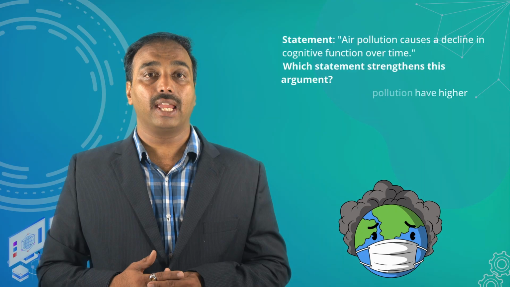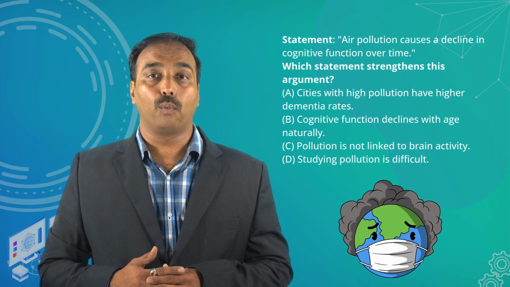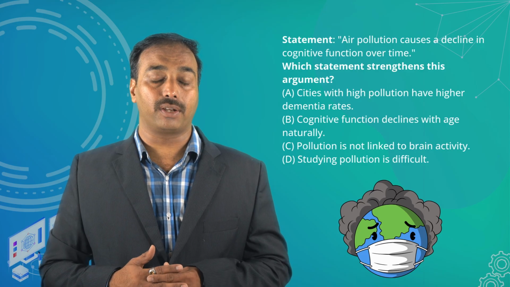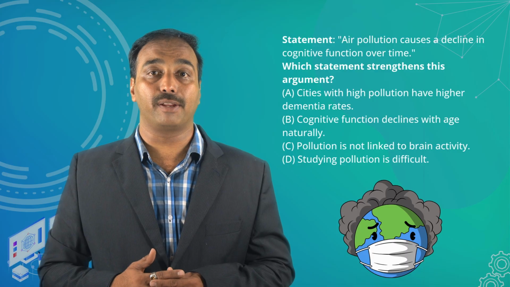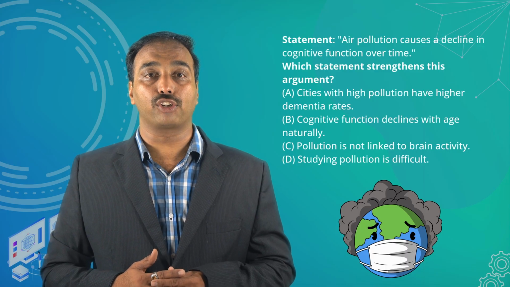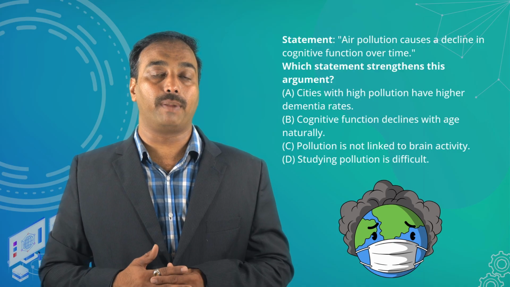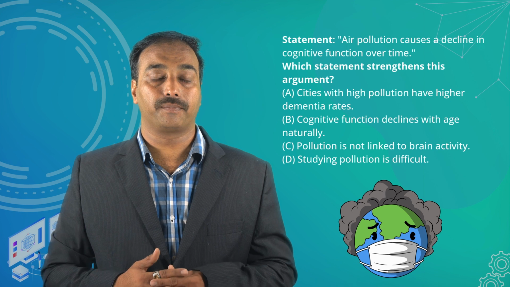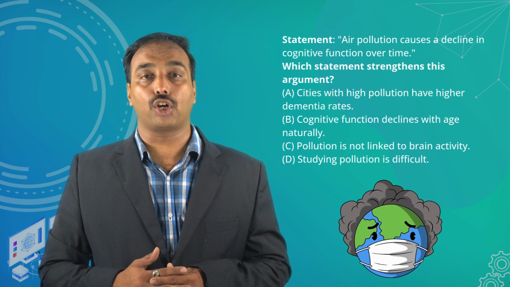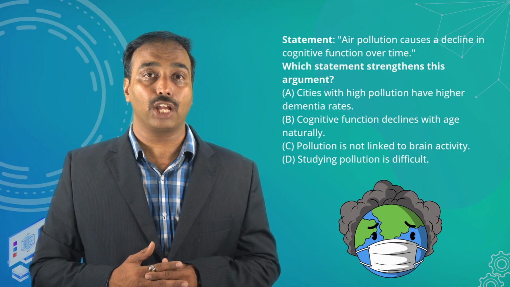The next statement is, air pollution causes a decline in cognitive function over time. Which statement strengthens this argument? Options are, A, cities with high pollution have higher dementia rates. B, cognitive function declines with age naturally. C, pollution is not linked to brain activity. And D, studying pollution is difficult. The correct option is option A, that is, the correlation between pollution and dementia strengthens the argument.